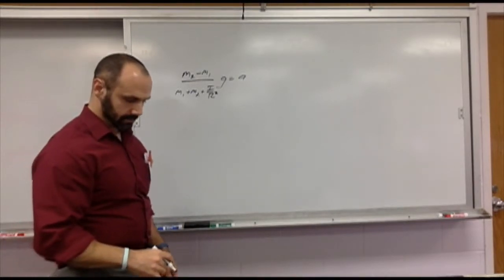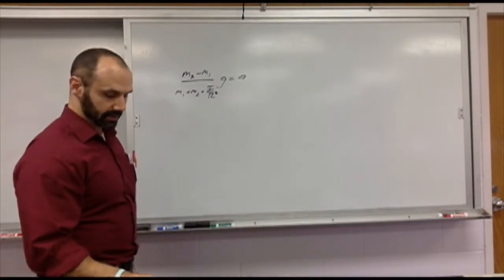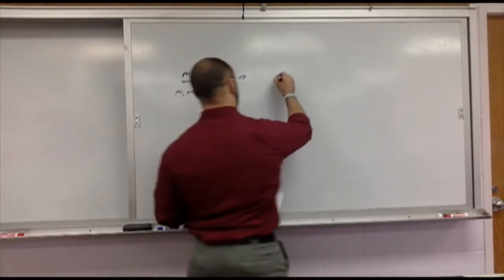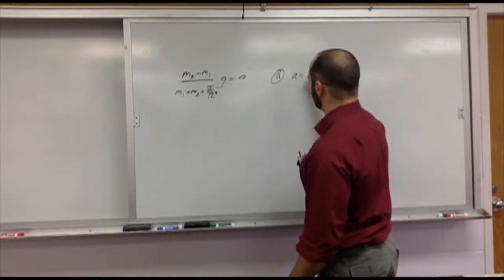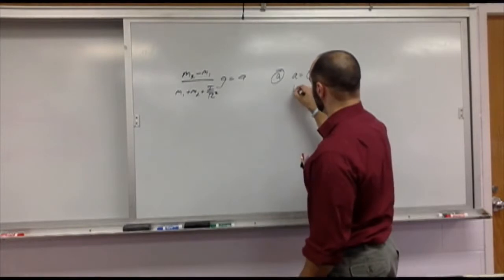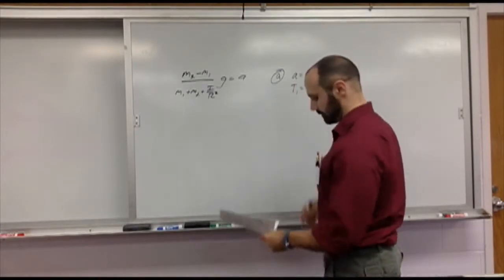And that's the main point. So what if m1 is equal to m2? Question A. If m1 is equal to m2, then that means the acceleration is 0. And that means that T1 equals T2, which is simply mg.